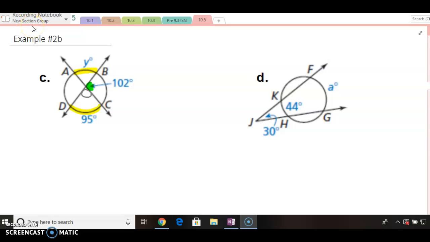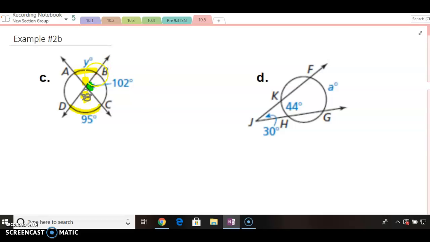All right, let's go over these. If you didn't get these, that's okay. These are a little bit different. Same formula, just a little different than what we've done. All right, so if this is 102, guys, then this here has to be 78 because these are linear pairs. Okay, now this angle here and its vertical angle will go with these two intercepted arcs highlighted.